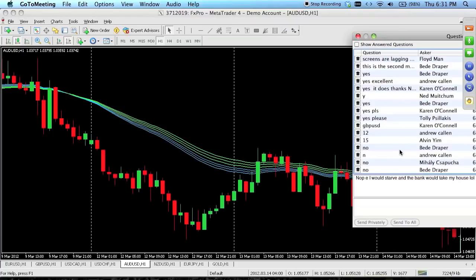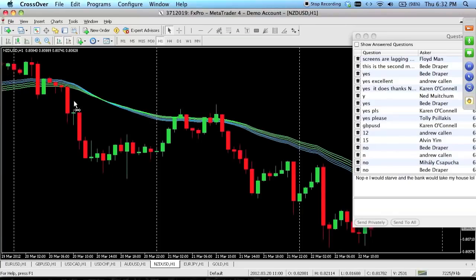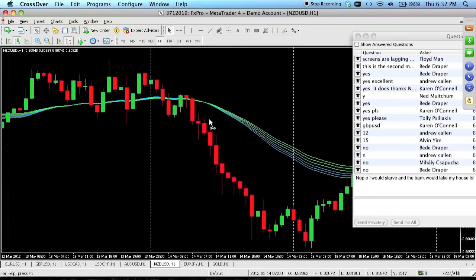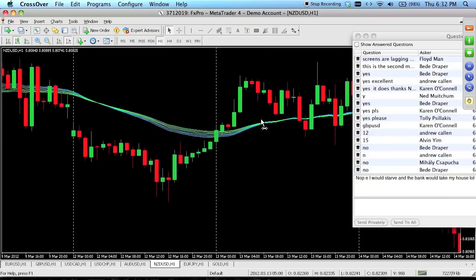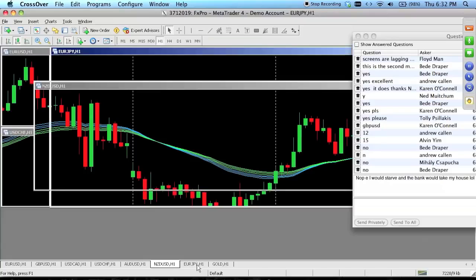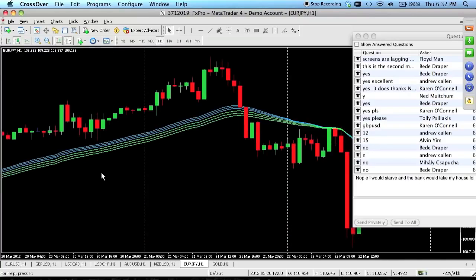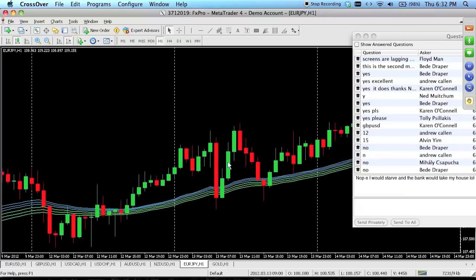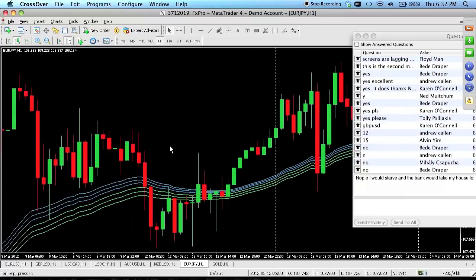Okay, nothing there. New Zealand dollar, March 12th. Let's take a look at that. Nothing here. Euro yen, March 12th. Any trades here?